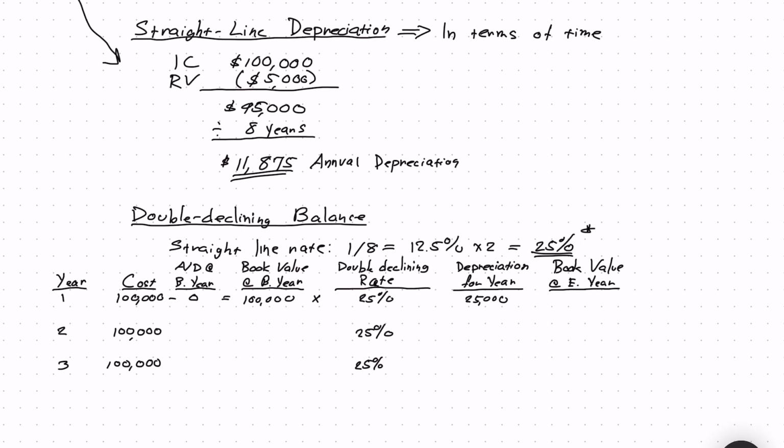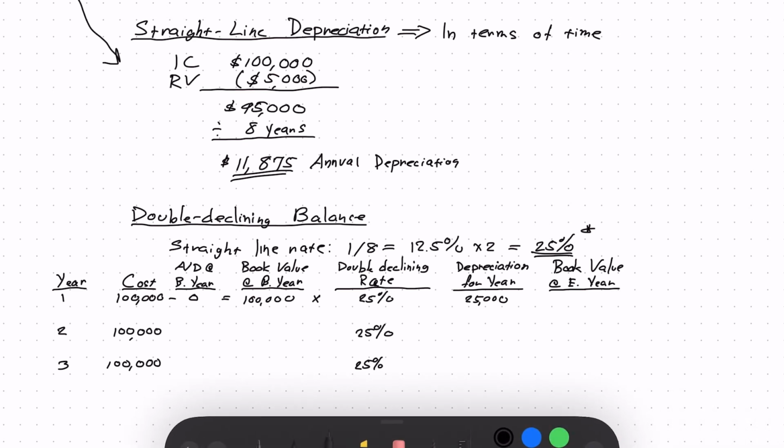And now our book value at the end of the year. Now the book value at the end of the year, this is going to come from our book value at the beginning of the year. So we are going to subtract out the depreciation recognized for this year against the book value at the beginning of the year. So our book value at the end of the year for this one is going to be $75,000.